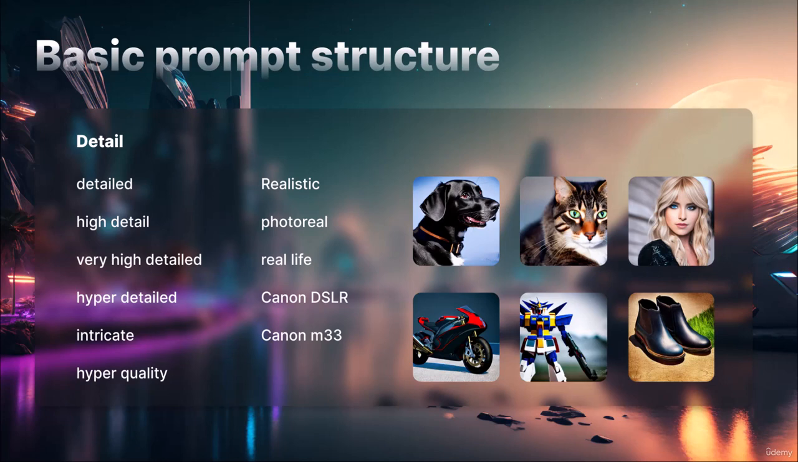The level of detail in an image can vary greatly depending on factors such as the resolution of the image, the quality of the camera or equipment used to capture it, and the complexity of the subject. Basically, if you want to generate an image with certain characteristics or qualities, you can input keywords that relate to those characteristics. For example, if you input Canon DSLR and Canon M33 as your keywords, Stable Diffusion will look for images in its database that were captured using those specific camera models. It will then analyze the similarities between those images and generate a new image that shares those same qualities. Pretty neat, right?